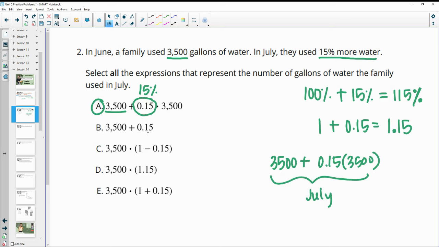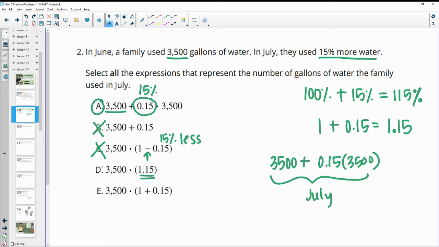3,500 plus 15 cents? No. Okay, they're not just using 15 cents more. Okay, they're using 15% more. C, they're taking the June and they're multiplying it by 15% less because we're subtracting. So this would be if they were doing 15% less in July, but they're not. They're using 15% more.